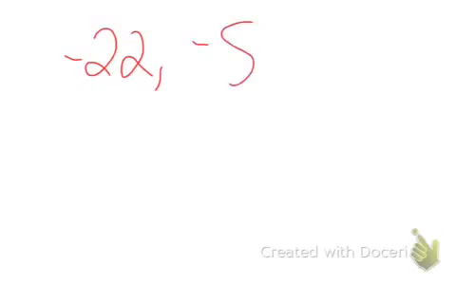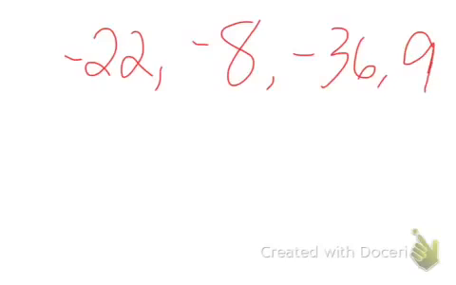So let's take a look at another example. What if we have negative 22, negative 8, negative 36, and 9? Okay, let's put those from least to greatest. Why don't you pause and practice?